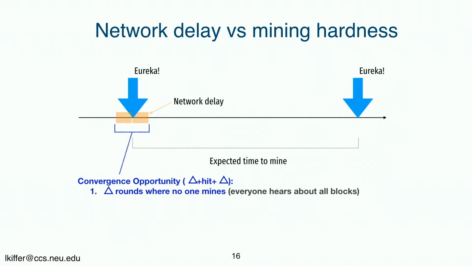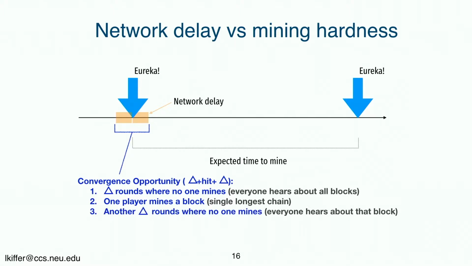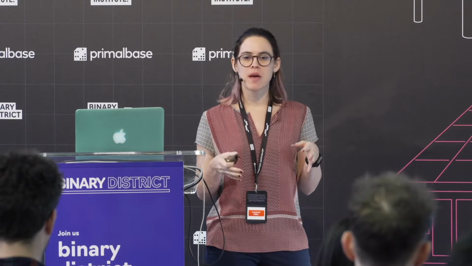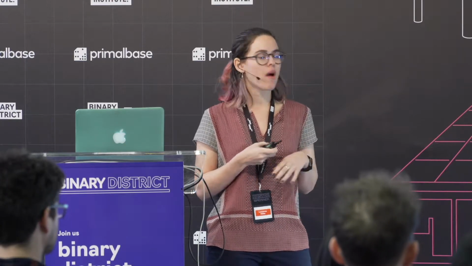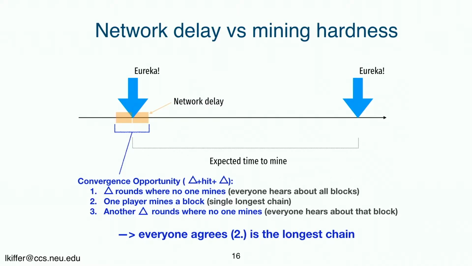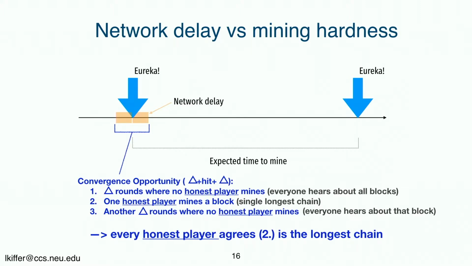Then, if one player mines a block, this is the single longest block. We haven't heard about it yet, but in terms of the global view of the network, this is the one longest block. Then say another delta rounds pass when no one else mines. By the end of these delta rounds, we have heard about the block from step 2, and we all agree this is the longest block. The caveat is that we can only talk about what the honest players are doing. We don't know if the adversary is hiding anything. But these are opportunities where every honest player is going to agree on a block, as long as the adversary doesn't interfere.